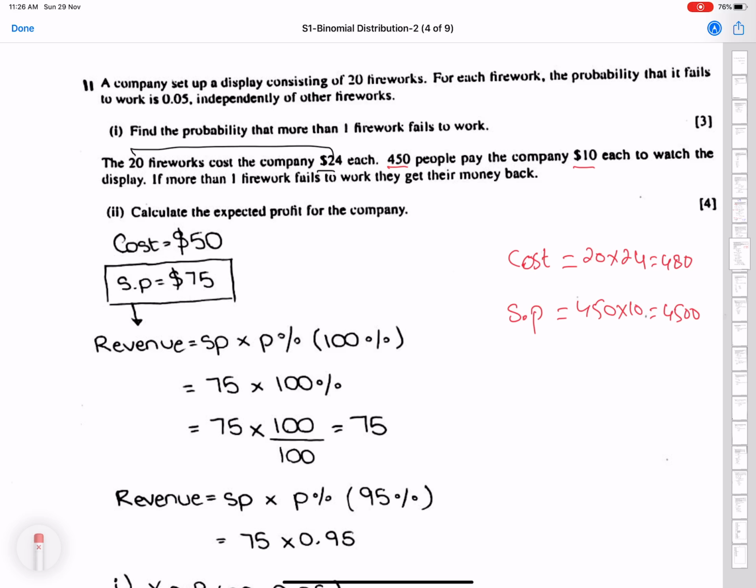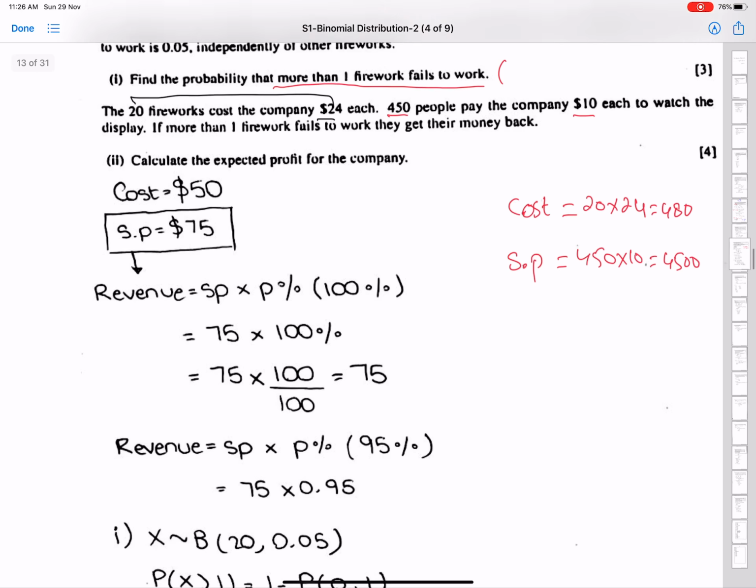If more than one firework fails to work, they get their money back. Now, what is the probability of failing the fireworks? It's here in part 1. And this answer is, let me check the answer of part 1 here.